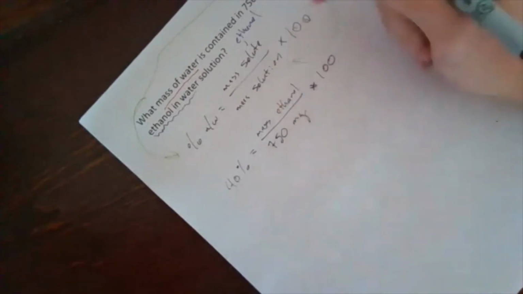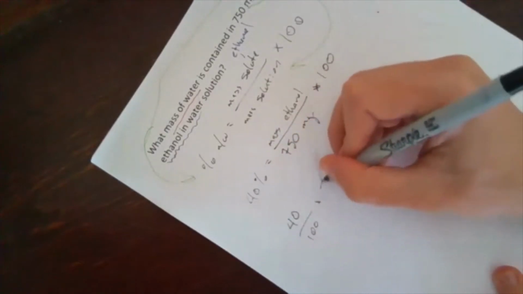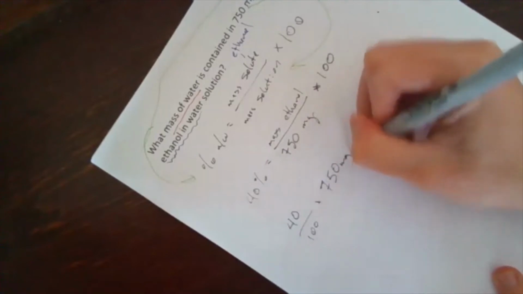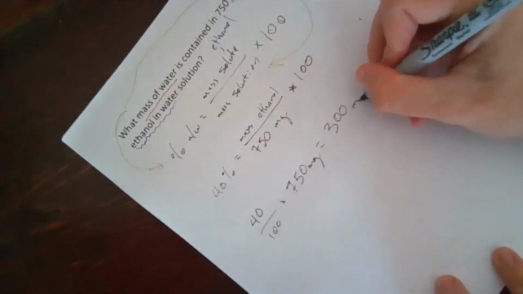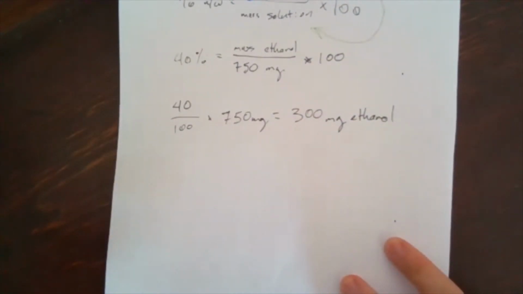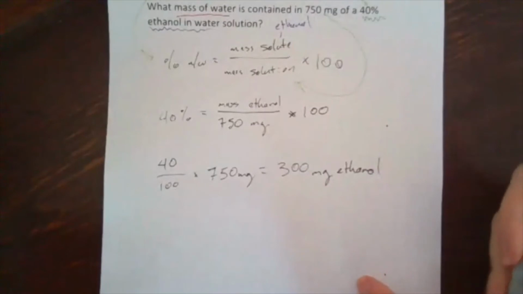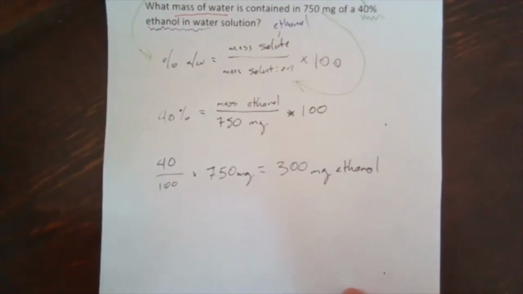So I want to isolate mass of ethanol. I'm going to solve for that. So divide out the 100. That would cancel out the percent sign. 40 divided by 100 times 750 milligrams is going to be equal to 300 milligrams of ethanol. So that's useful. I have a piece of information, not quite what I wanted, but I can figure out the mass of the solute using the concentration equation.